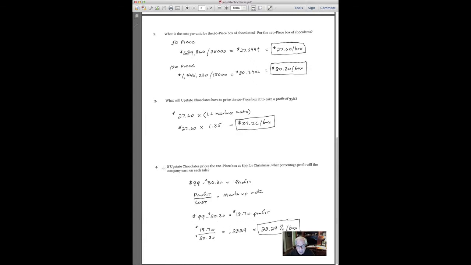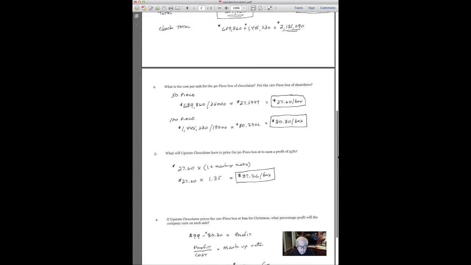And then in number 4, we're going to do the opposite. If we sell it at 99, what's the profit percentage? Well, we're going to have to do 2 steps. We're going to have to find the profit in dollars and find the markup rate. $99 minus $80.30 is $18.70 profit. $18.70 divided by the cost, $80.30, is 0.2329 or 23.29%. Okay? And that's all you had to do for that.